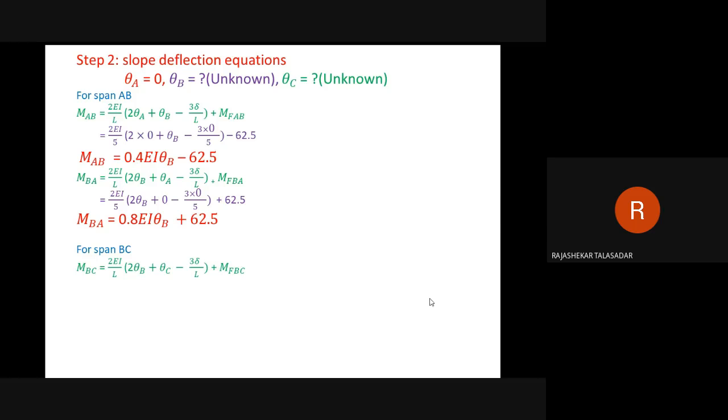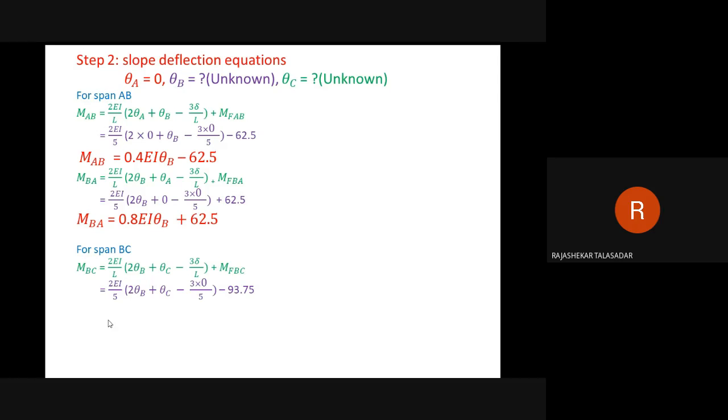Is it clear? Minus 3 delta by L plus MFBC. Okay, now let me substitute the values. Here theta B, theta C both are unknown. Theta A is not here, but delta is 0. 2 EI by L, 2 theta B as it is, theta C as it is, this term becomes 0. MFBC we have calculated as minus 93.75.